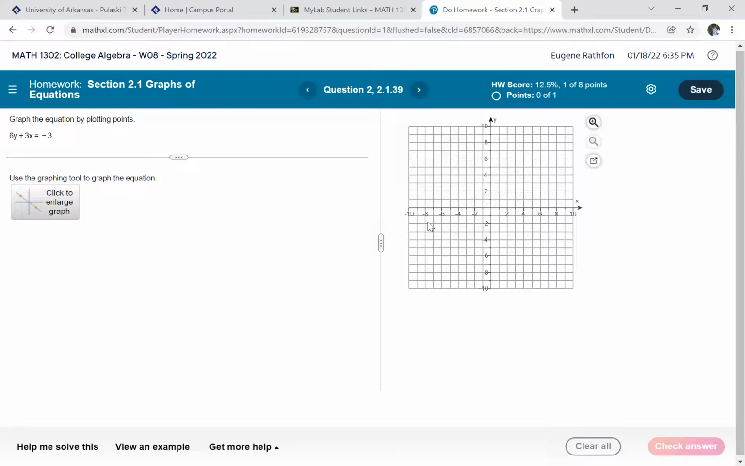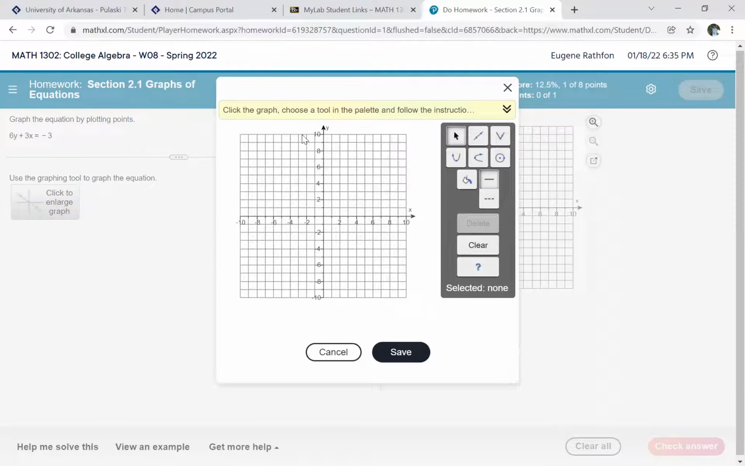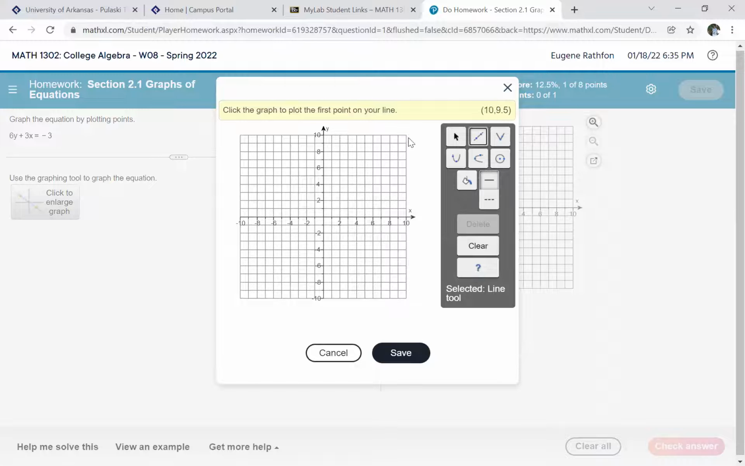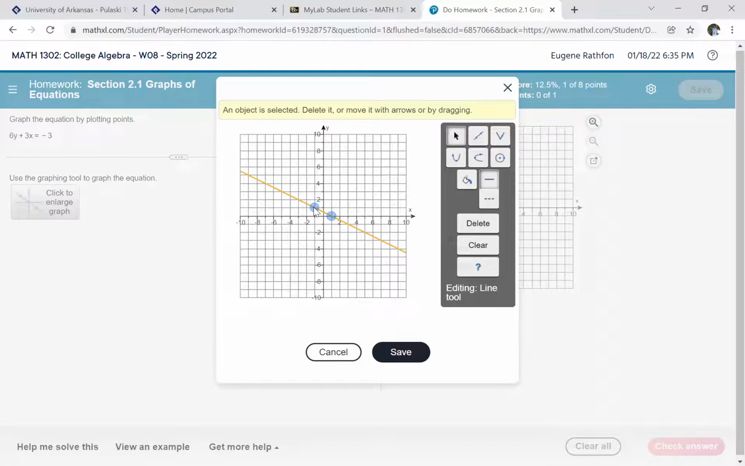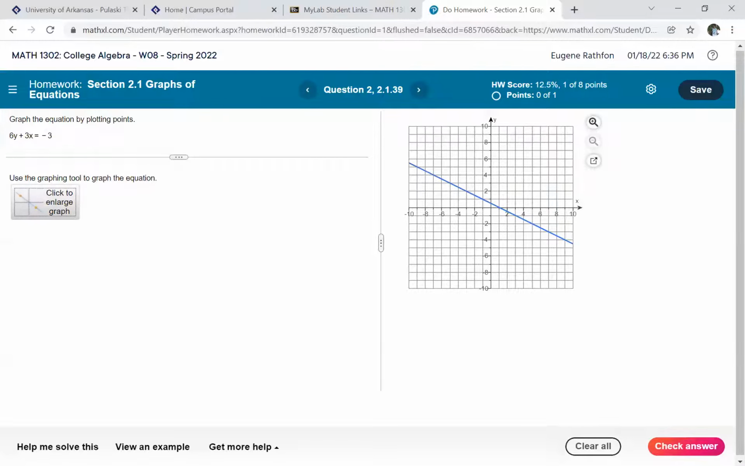So that was a straight line again. So we're going to click to enlarge graph. Since it's a straight line, I'm going to use a tool that looks like a line with 2 dots on it. My first point was 1, 0. So starting here, I would go right 1 and stay. So plot that one. And then -1, 1. So starting at the center, go left to -1, up 1. That puts me at -1, 1. Now be careful when you're plotting on this because it goes by halves in between each of these, okay? All right, then what do you do? Save. And you'll check your answer again.